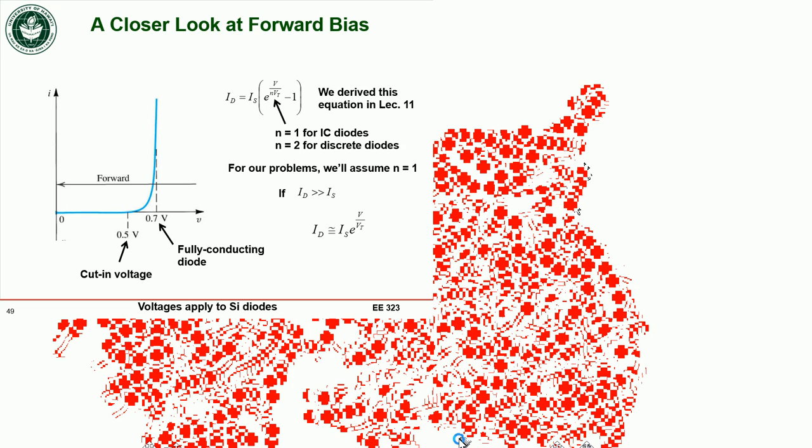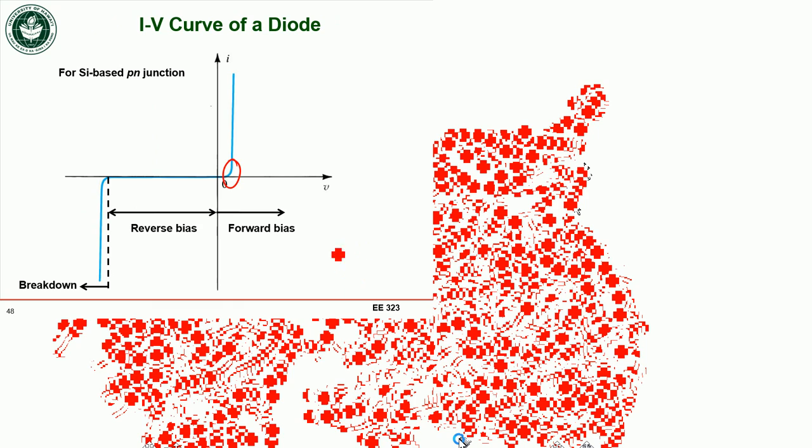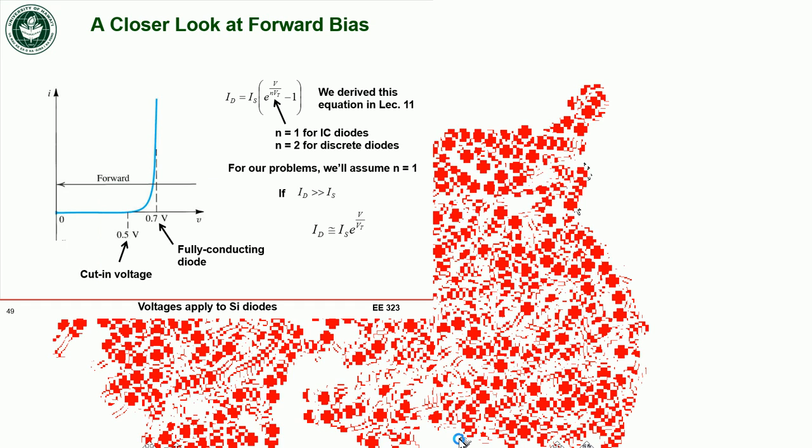Let's take a little closer look at forward bias. From this graph, we're zooming in on that region right there, right where the curve starts to increase rapidly. For silicon diodes, the current starts to increase above near zero at about half a volt. And then once you get to about 0.7 volts, that's when you really start to get that very rapid rise in current. So half a volt is called the cut-in voltage. 0.7 volts is the turn-on voltage where you have a diode that's fully conducting. That's where you have a very large change in current for a very small change in voltage across it.